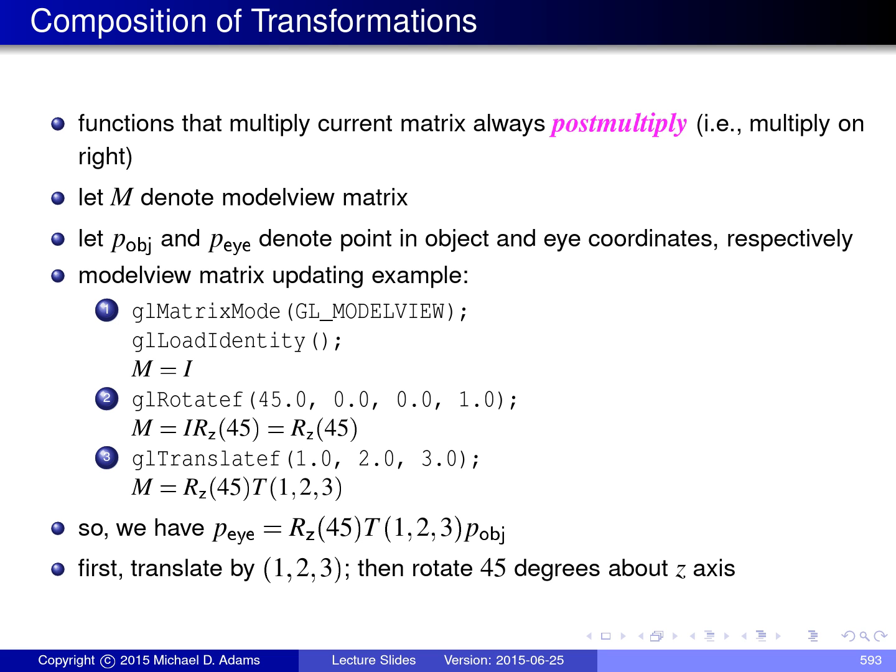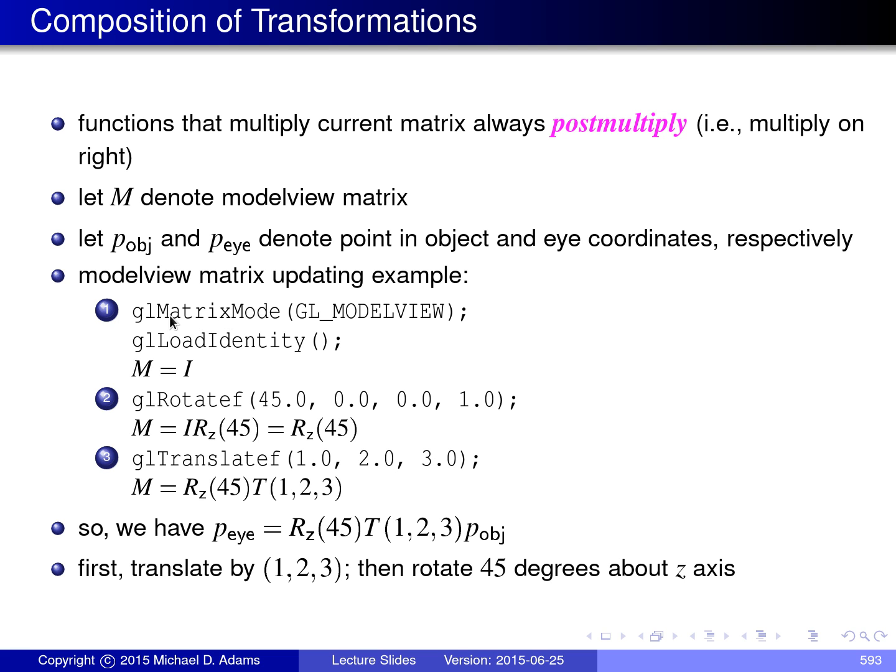So I'll go through an example to help illustrate the process of setting up a model view matrix, in this case by using glMatrixMode and some other function calls. In this example, let the variable M denote the current model view matrix, and let p_obj and p_eye denote the point in object and eye coordinates respectively. Suppose our goal is to set up a transformation that maps from object coordinates p_obj to eye coordinates p_eye by first translating by the vector (1, 2, 3) and then rotating 45 degrees about the z-axis. This can be accomplished by the code that's shown here.